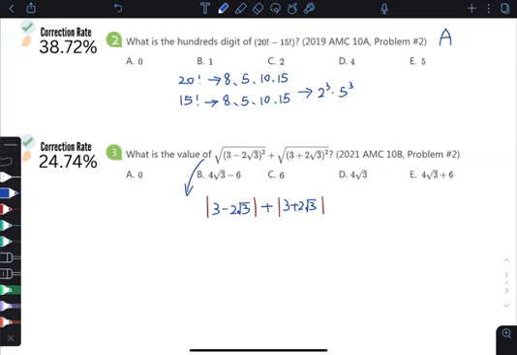Now let's get rid of the absolute value signs. For the expression inside the first parentheses, 2 square root of 3 is larger than 3, so the positive number is actually 2 square root of 3 minus 3. As for the second part, 3 plus 2 square root of 3 is already a positive number. So we have plus 3 plus 2 square root of 3. Negative 3 and positive 3 cancel out. The answer is 4 square root of 3. We need to choose option D.